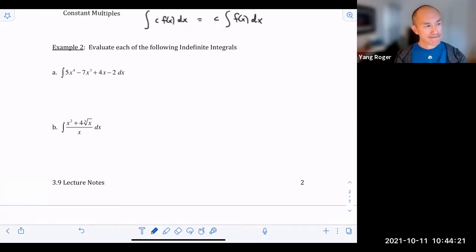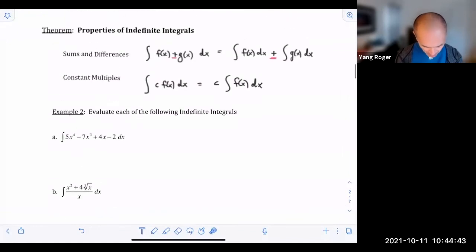So you don't necessarily have to split it up into smaller pieces. You can just find the antiderivative of each term. Maybe I'll just do it the easier way and just find the antiderivative of each term. Okay, so this is how I would do it. The 5 is going to stay there. So maybe I should have mentioned this constant multiple rule here.